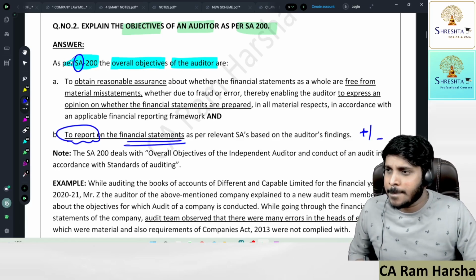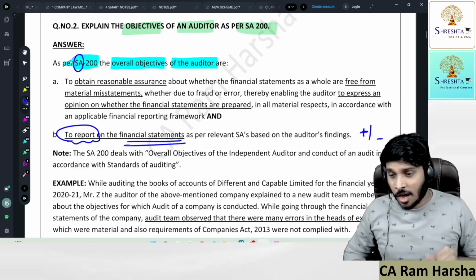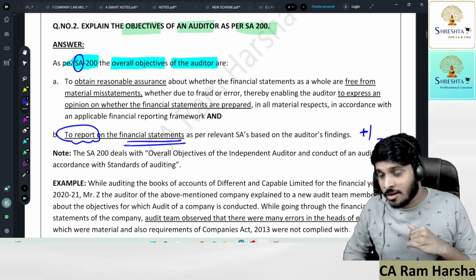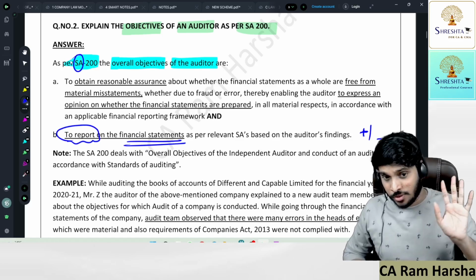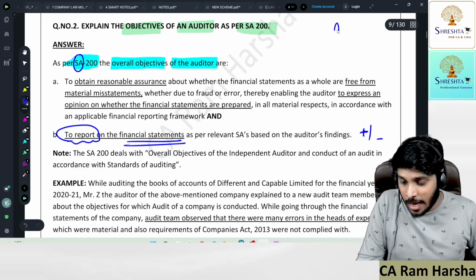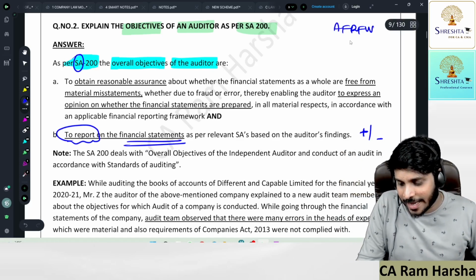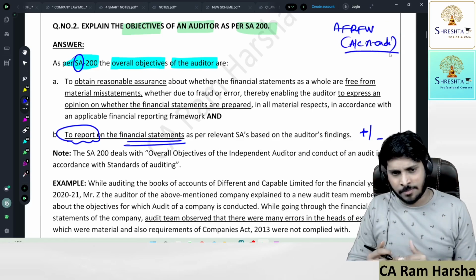See, every company shall prepare a balance sheet and P&L, correct? How should they prepare it? Will they prepare it in whatever way they want? No, they will follow some rules and some regulations. That's what I told you: the applicable financial reporting framework, for example, accounting standards. So a company will prepare financial statements as per accounting standards.